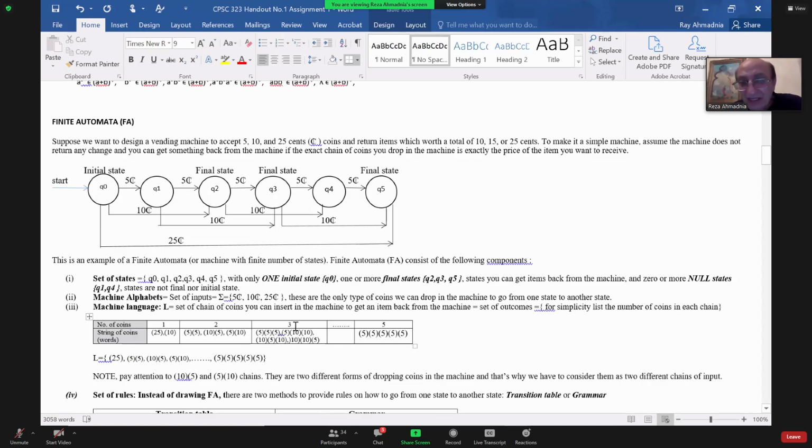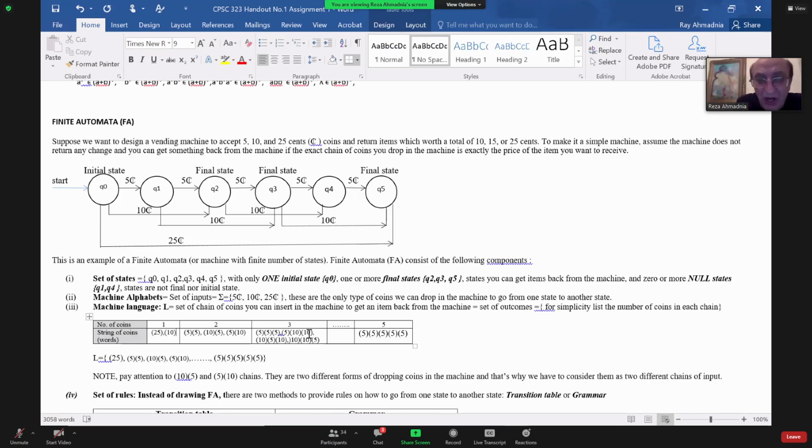And then 3 coins, then 4 coins, and at the end, 5 coins here. The only word of length 5 is 5, 5, 5, 5, 5, which is this one here. So by doing this, you are able to list all words of length 1, length 2, length 3, length 4, and then length 5, because the maximum is 5 coins you can drop in the machine here.